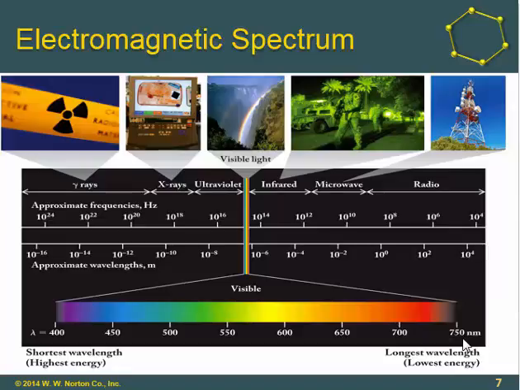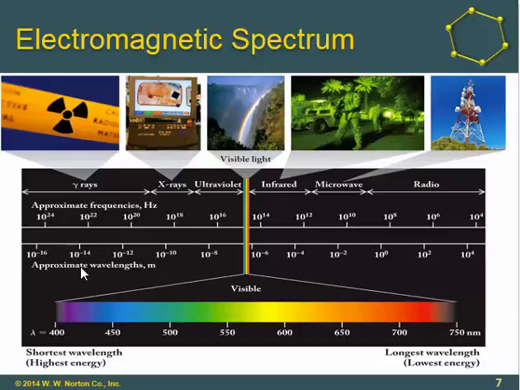This graphic is found in your textbook, and it's what we call an electromagnetic spectrum. It has listed the different types of electromagnetic radiation: gamma rays, X-rays, ultraviolet, visible light, infrared, microwave, and radio, in order of increasing wavelength. So the shortest wavelength and the highest frequency are gamma rays, where the longest wavelength and lowest frequency are radio.